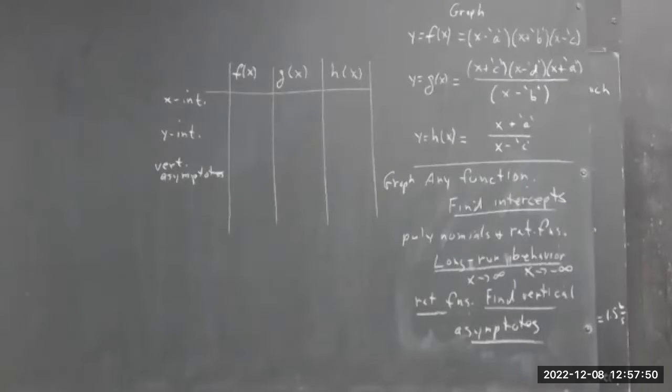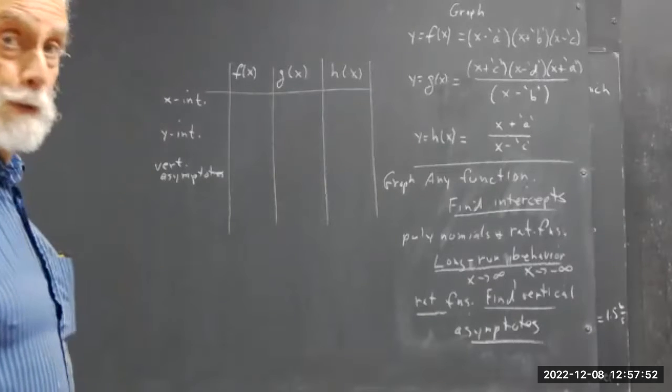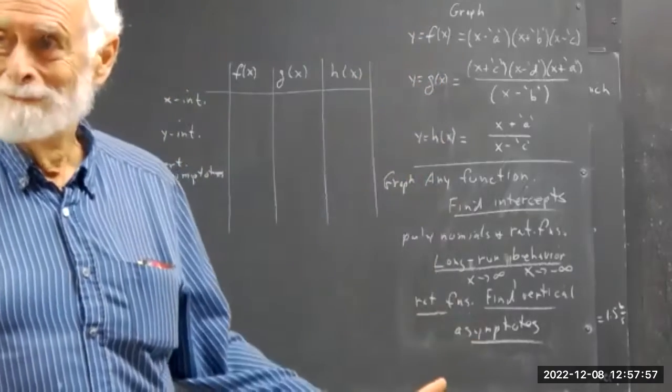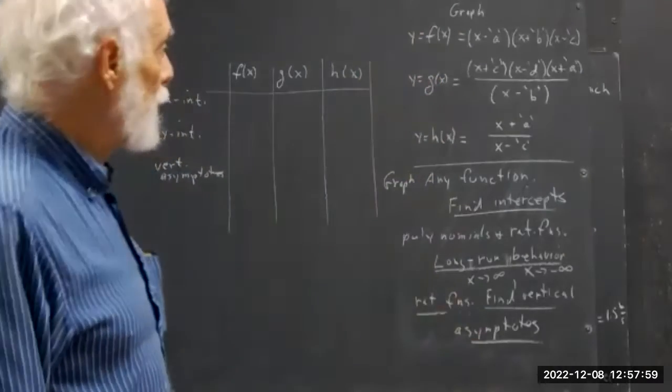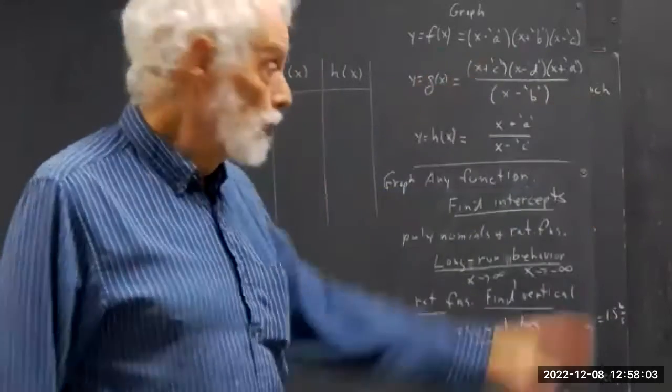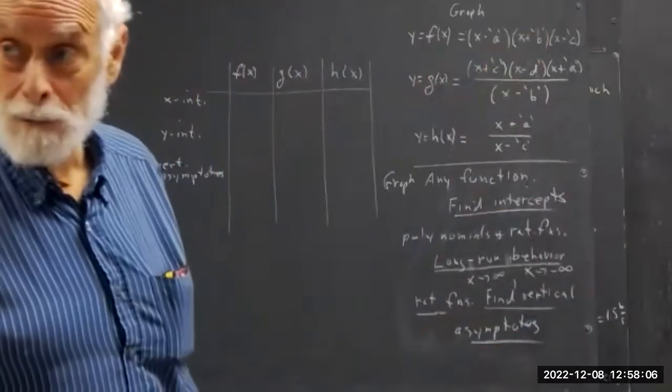Okay, now let's do this. I've given these functions names, F, G, and H, so I can talk about them. I don't want to write out all this when I want to talk about F. I don't want to write out all this when I talk about G. I've got it written down. That's all I need. Okay.